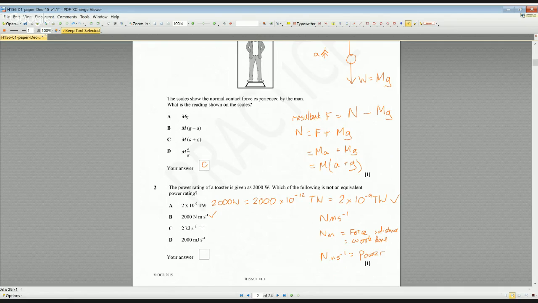2 kilojoules per second. Well, a joule per second is a watt. A kilojoule per second would be 1,000 watts per second. So that is 2,000 watts. So we can tick that one's correct. So it must be the last one that's incorrect, but we can demonstrate that that's the case. 2,000 millijoules per second is actually equal to 2 joules per second, which is only 2 watts. So that's no good. That's the incorrect one. So our answer is D.